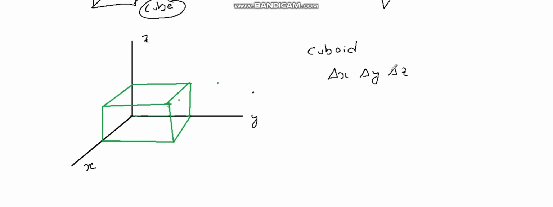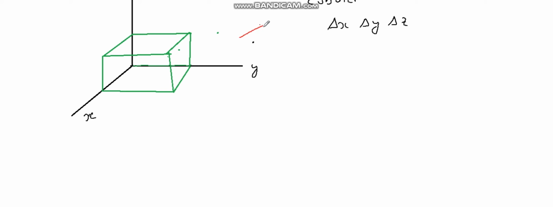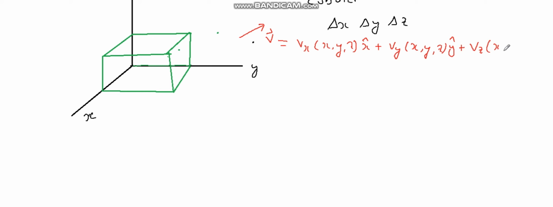Now there is a vector field V, which is present everywhere in this space, and that vector field is Vx, which is a function of x, y and z, times x cap, plus Vy, which is a function of x, y and z, times y cap, plus Vz, which is a function of x, y and z, times z cap.